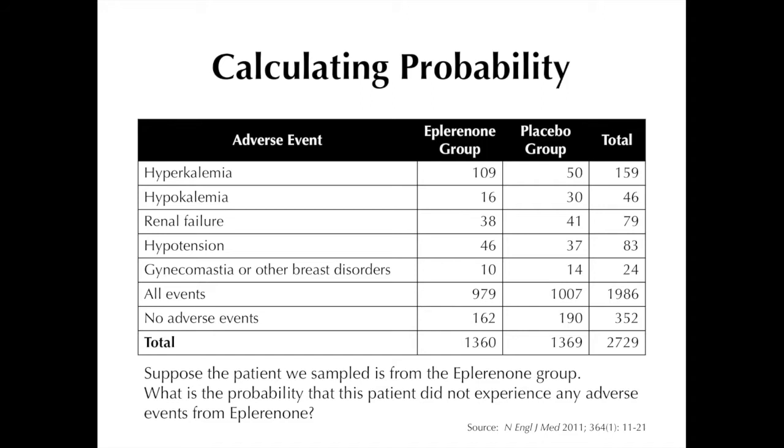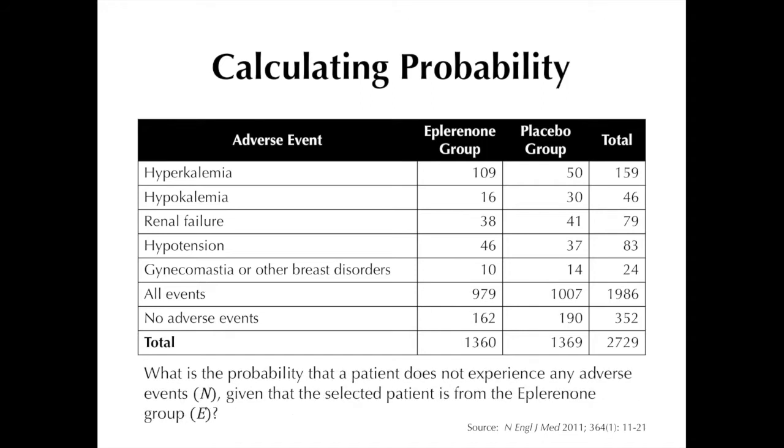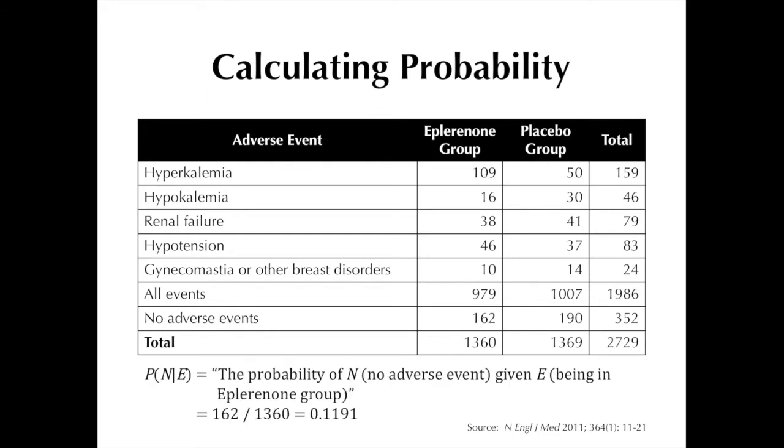We could actually reword the statement as, what is the probability that a patient does not experience any adverse events, given that the selected patient is from the eplerenone group? Now this type of probability is written as such, in which the vertical line is read as given. This now reads as the probability of n given E.